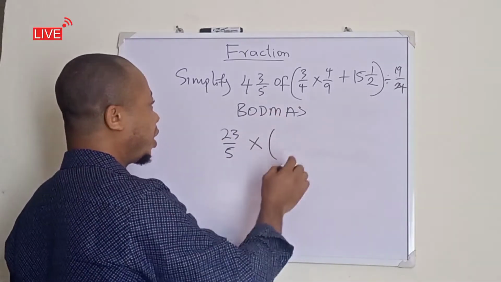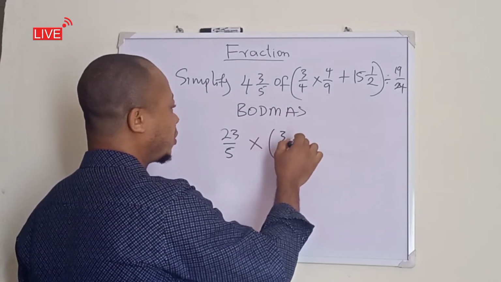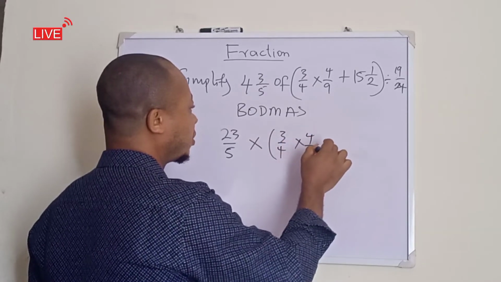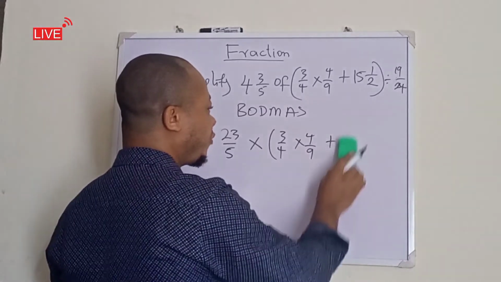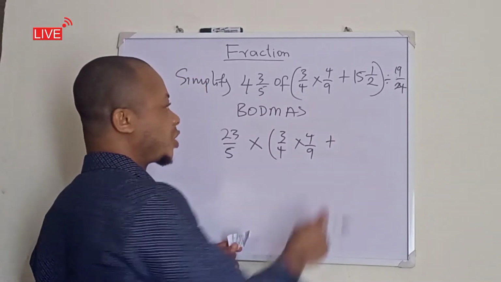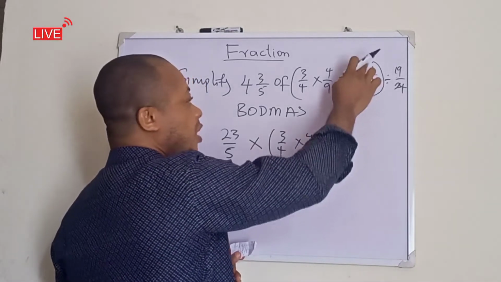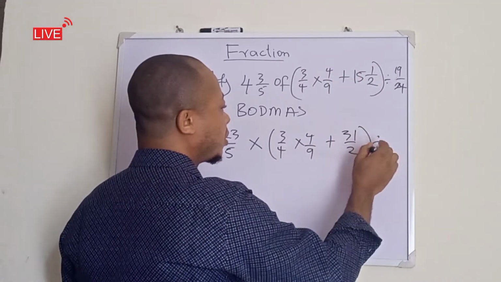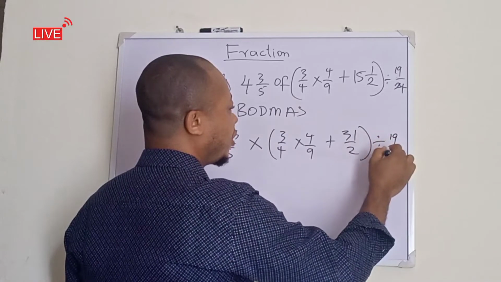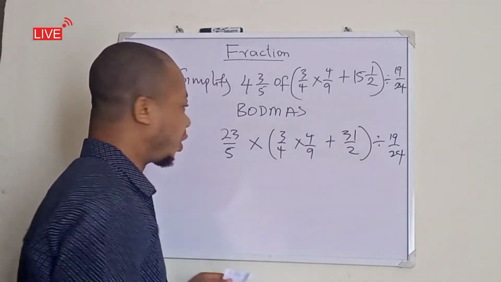Then open your bracket. We have 3 over 4 times 4 over 9. Then plus 15, a whole number, 1 over 2, which can also be changed to an improper fraction. 15 times 2 is 30. 30 plus 1 is 31 over 2. Then divided by 19 over 24. Don't forget, very important.